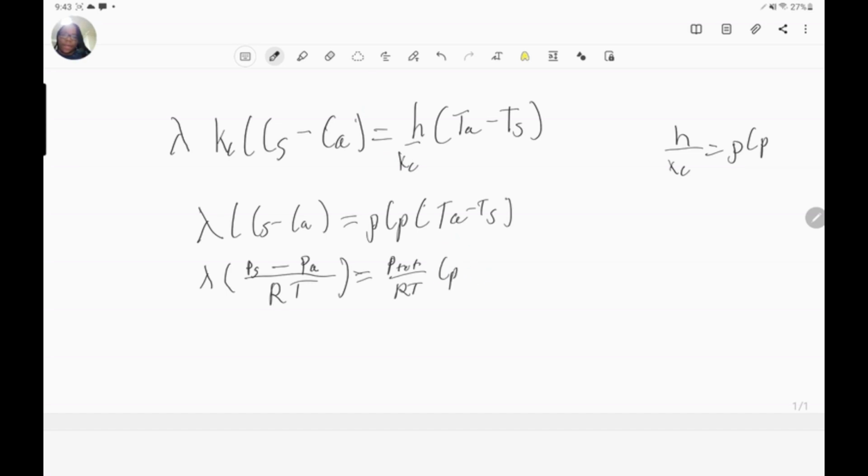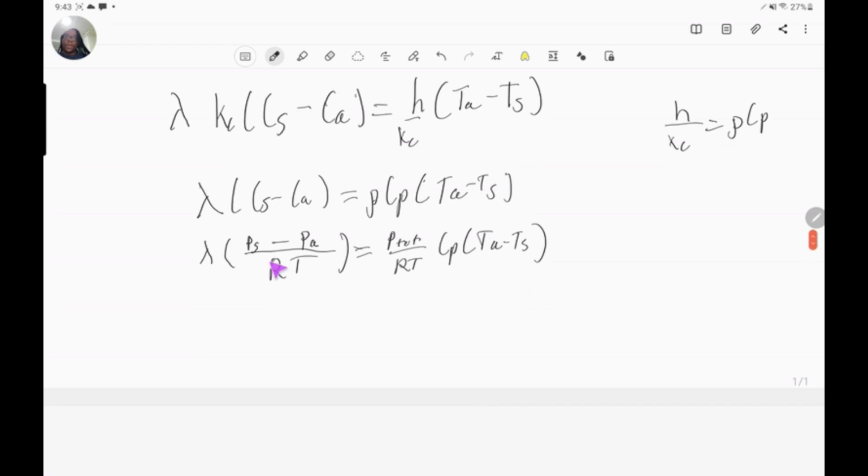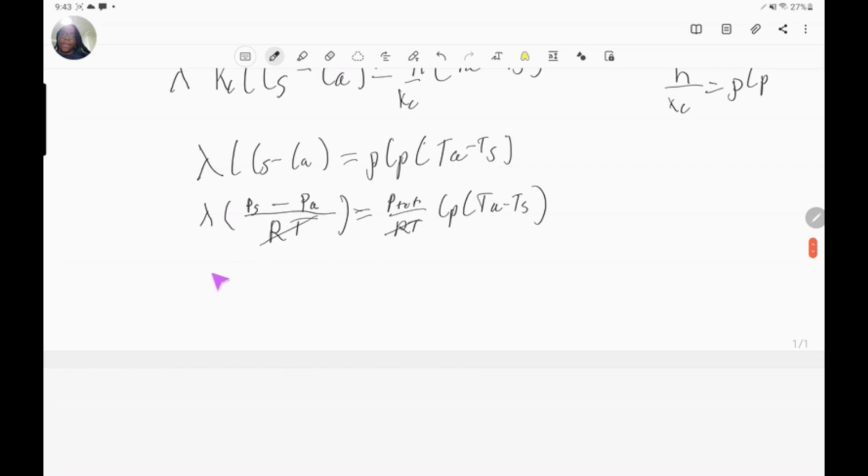I'm just going to write it out. TS, and so from there, we know this is going to cancel out because it will be dragged over there. And we'll be left with our heat of vaporization times PS minus PA equals P tot times CP, TA minus TS. And so from here, we need to find our relative humidity.